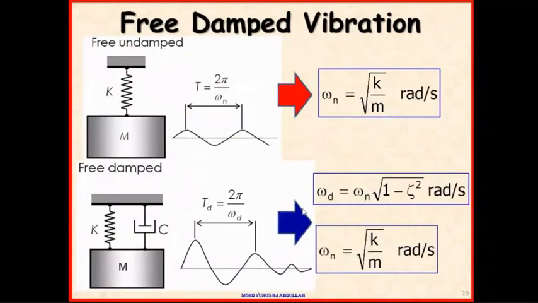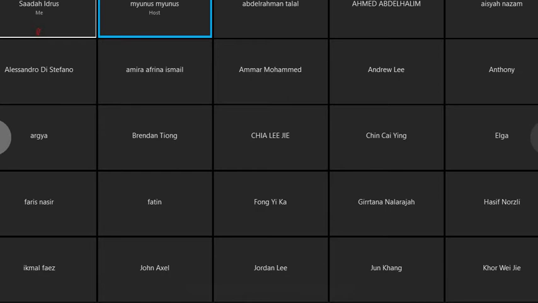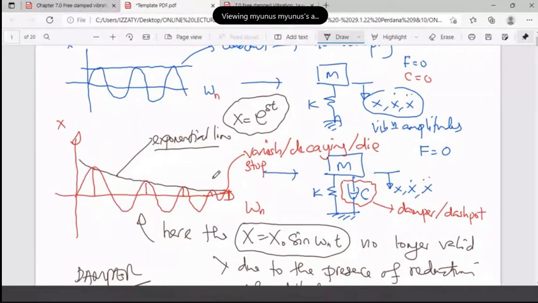This is the equation now. So this one is what we have learned earlier, omega n equal to square root of k by m. Now, because you have C now, we are going to another one, omega d, the damped natural frequency. Let me stop sharing here and share with you these notes.